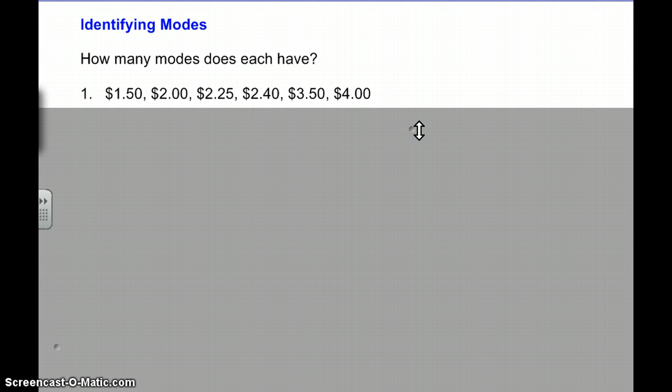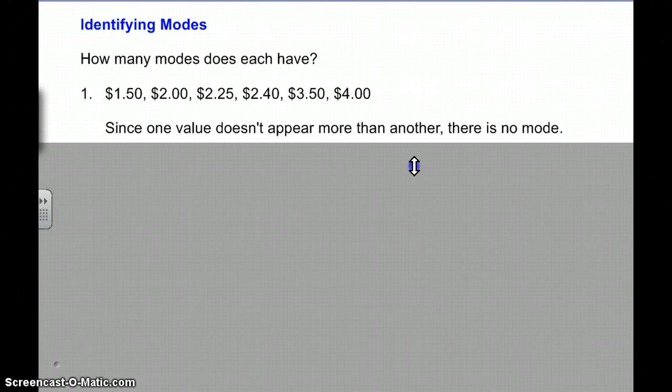So in the first one, we have dollar amounts: $1.50, $2, $2.25, $2.40, $3.50, and $4. How many modes do you think there are? Take a look at that data. Because no data point appears more than once, there is no mode here.